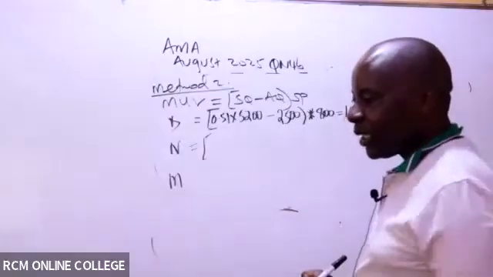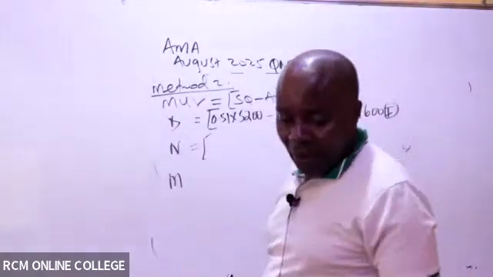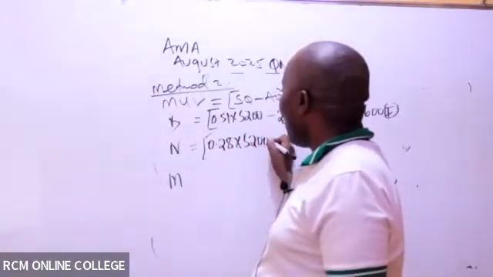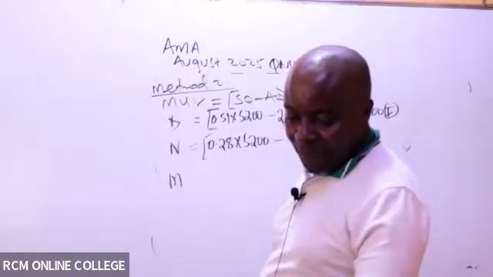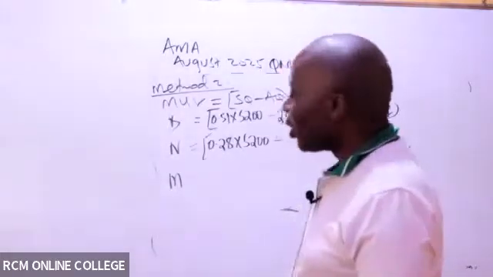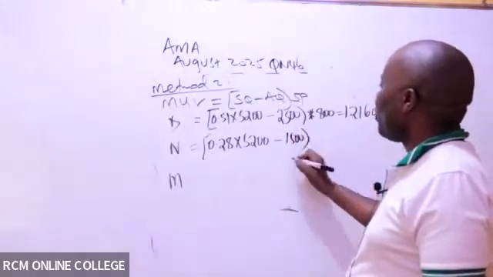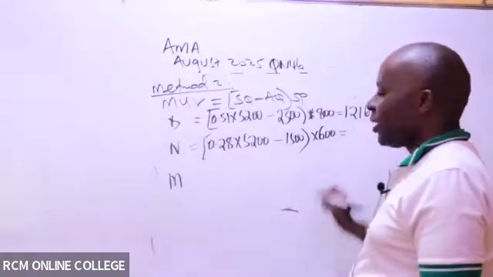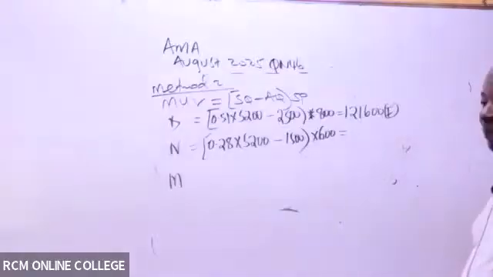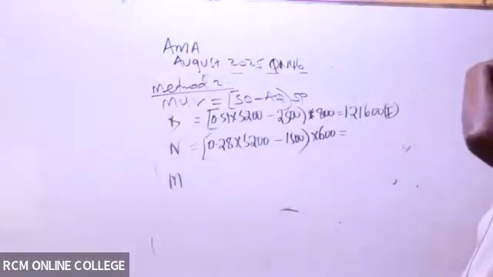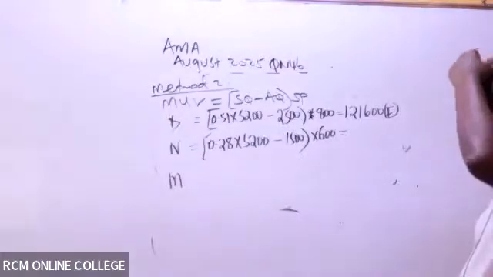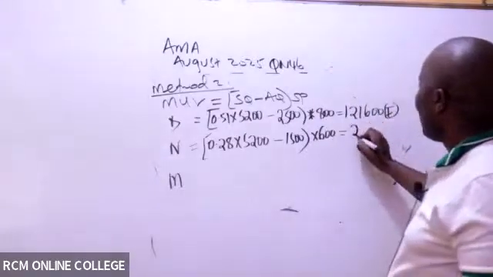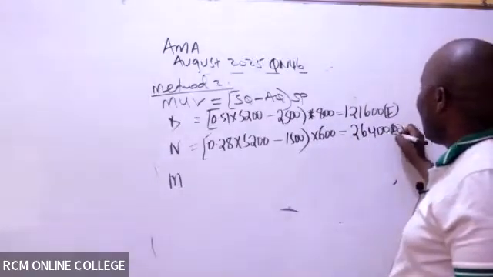And then for N, I have 0.28 times 5,200. And you can see that N, it was 1,500 actually mixed into this, times, in this case, the rate is 600. Which I'm being given an answer of 126,400 adverse. It's negative, adverse.